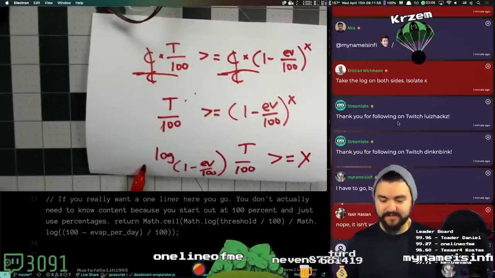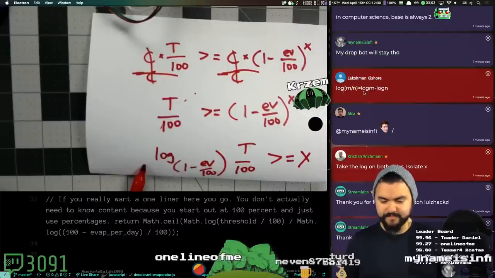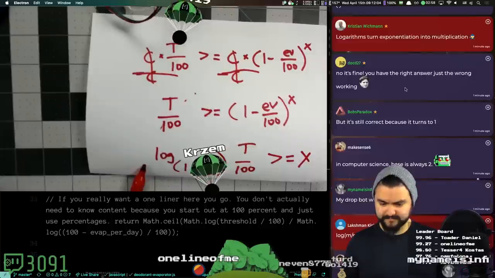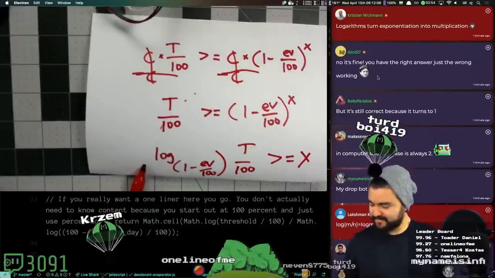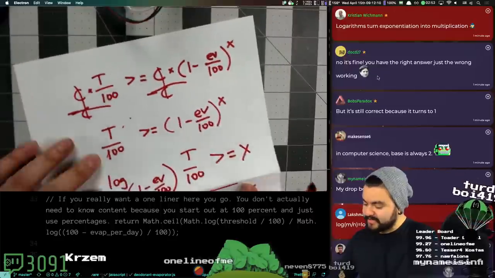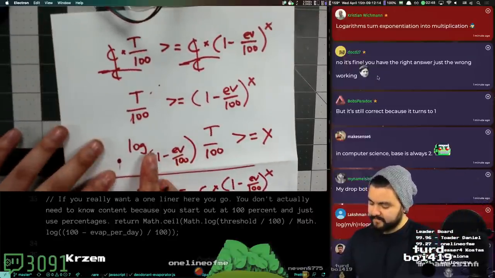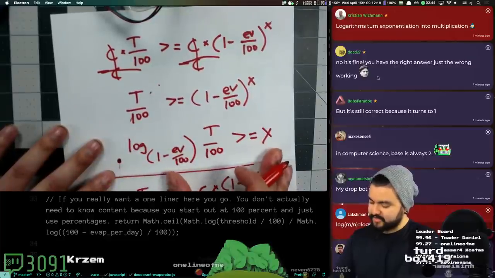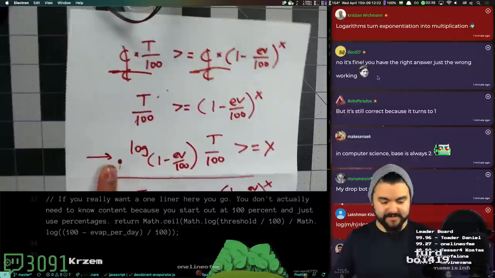Everybody's giving me these logs, but I really don't know what to do with them. Log of m divided by n is equal to log of m minus log of n. I have the right answer, just the wrong working. So I guess that's what I mean. Okay, so when I was converting these to log, I have the wrong thing. So this is incorrect. Is that what we're saying? This part right here?